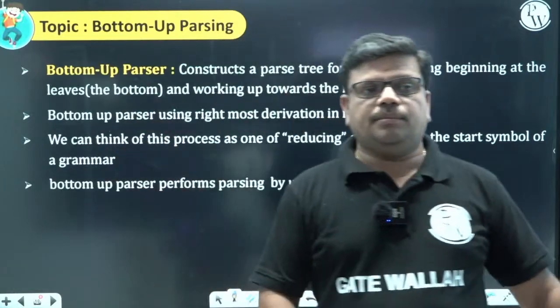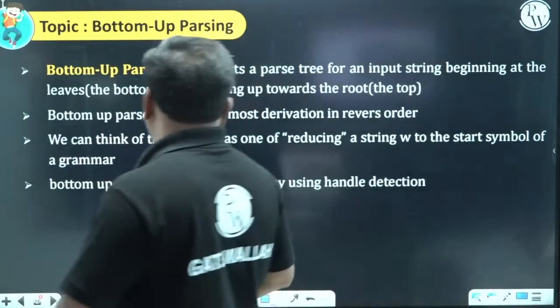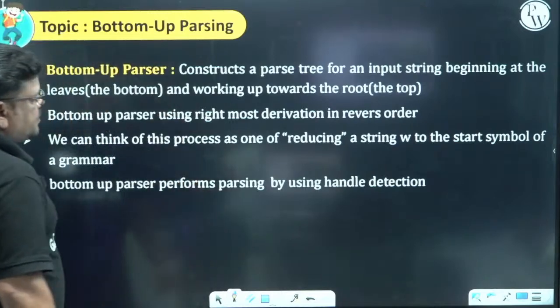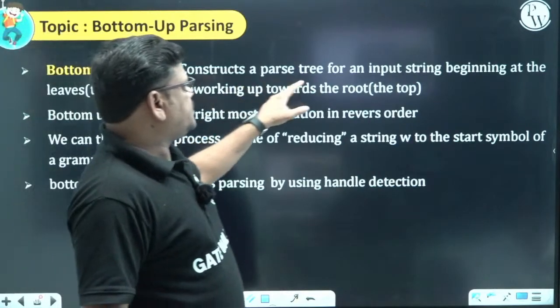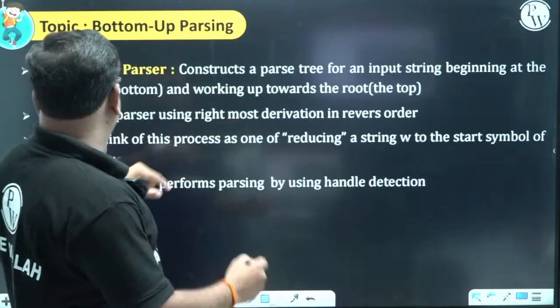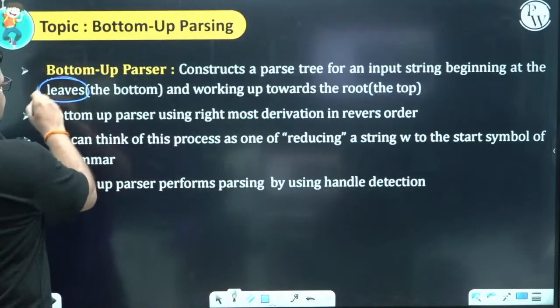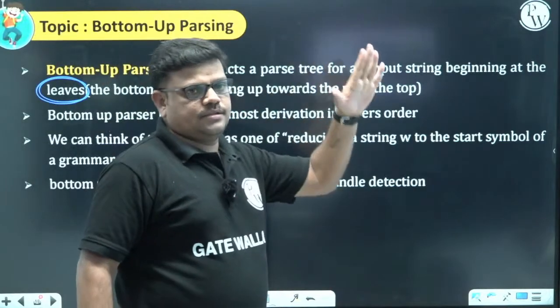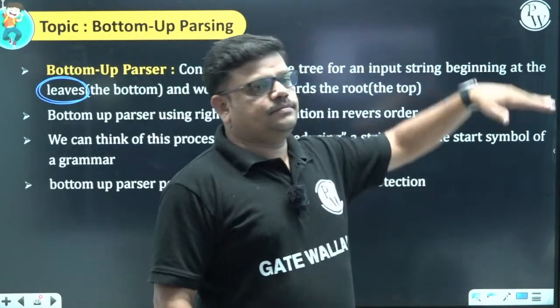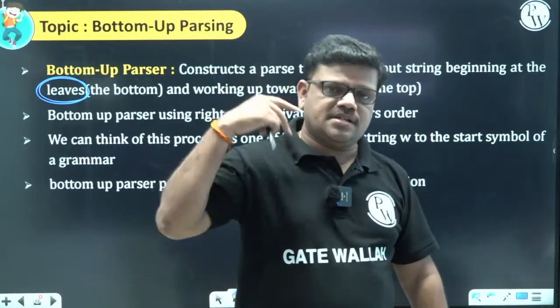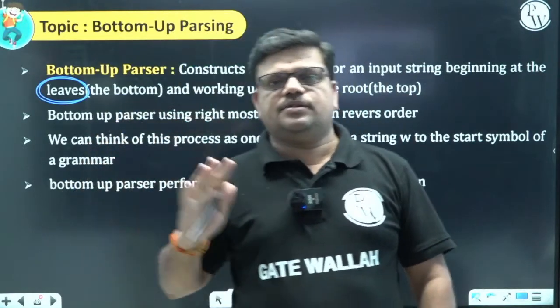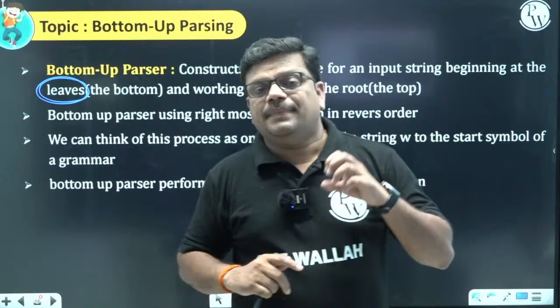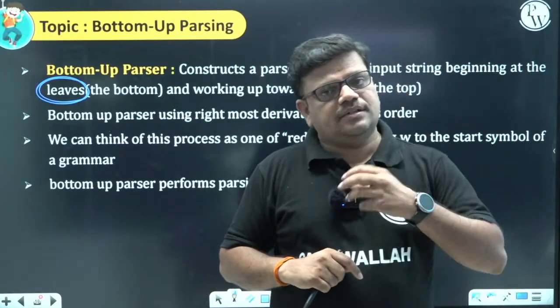But whereas in bottom-up parser, it is completely reverse. Bottom-up parser constructs the parse tree beginning at the leaf nodes, bottom leaves, and working up towards the root. So from bottom to top. So that way of construction itself is different. The method is completely different. That's why the bottom-up method of construction of parser is a completely different approach.